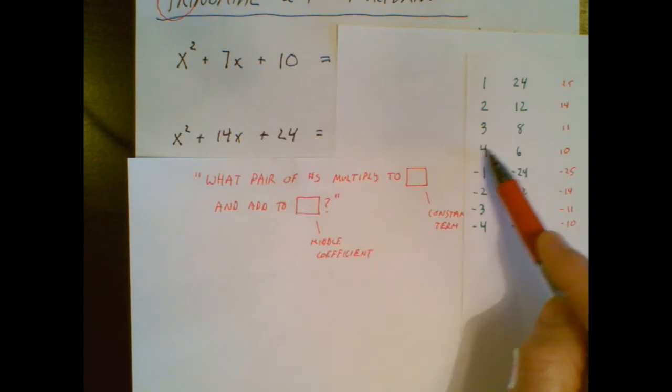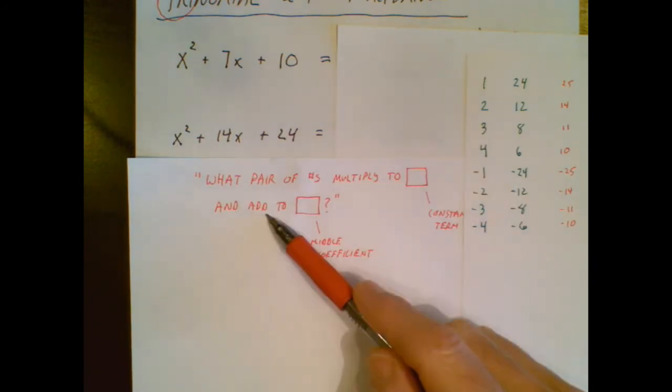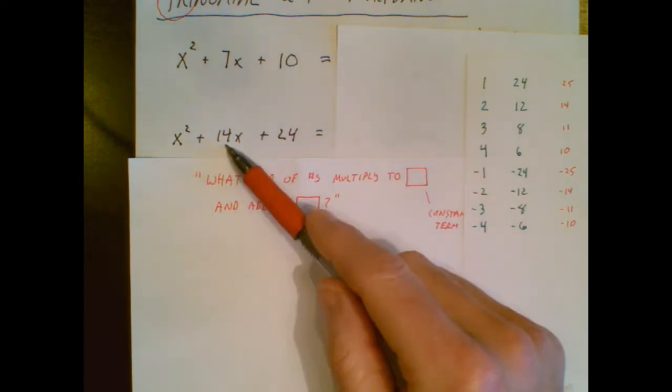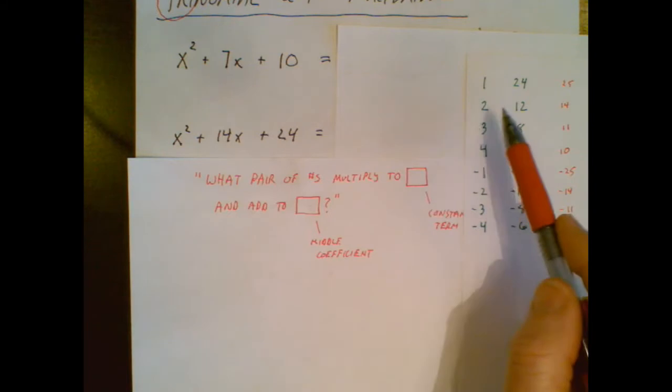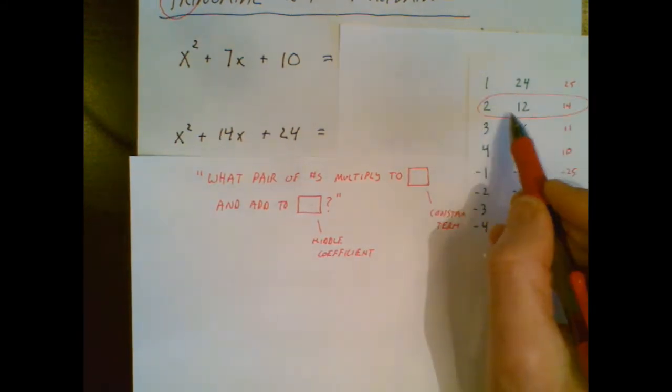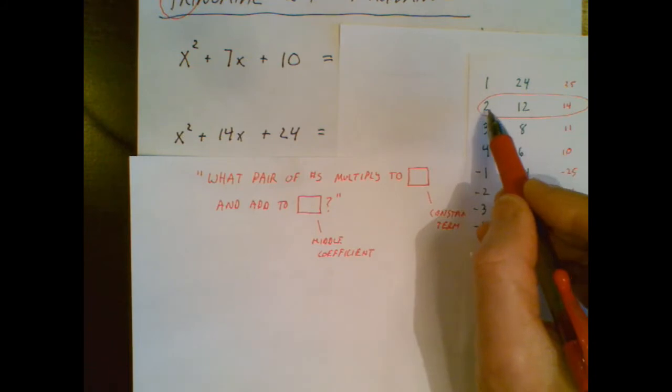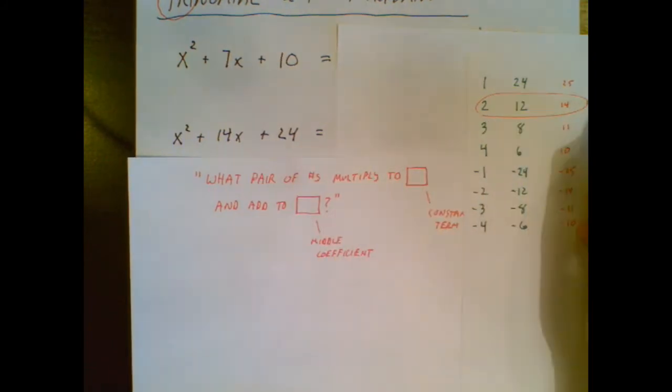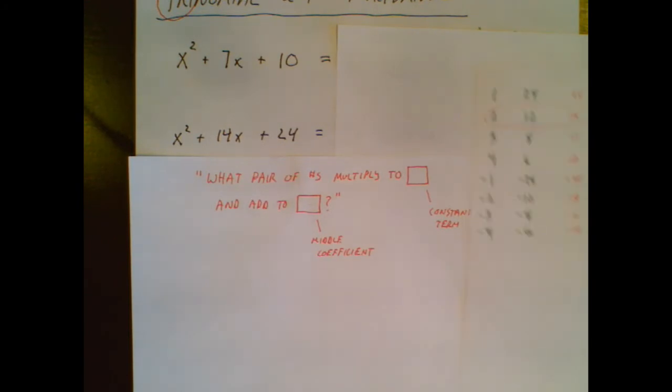Now when you have all these pairs, one of those pairs has to add to equal your middle coefficient, which is 14. And this one happens to be the one. 2 plus 12 is 14. 2 times 12 is 24. That means that's the golden pair, the 2 and the 12. So that's going to be the answer to my factoring.